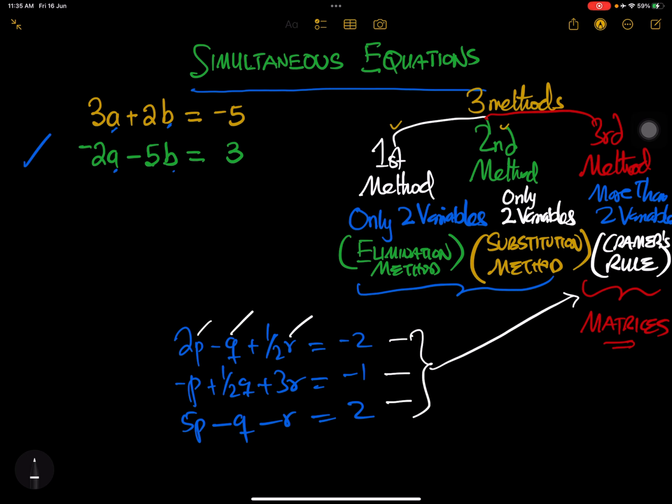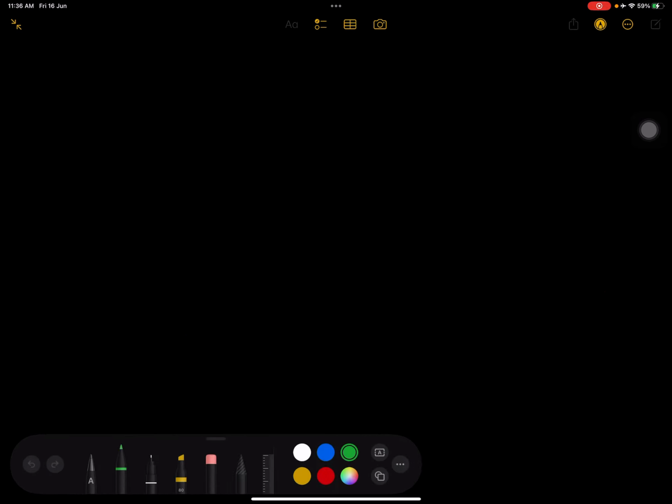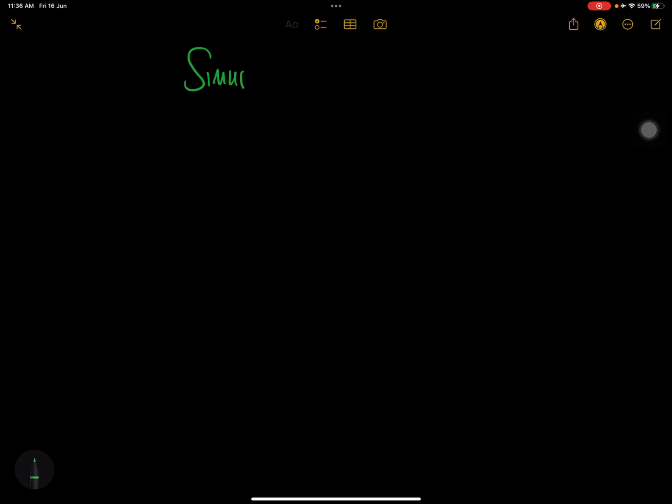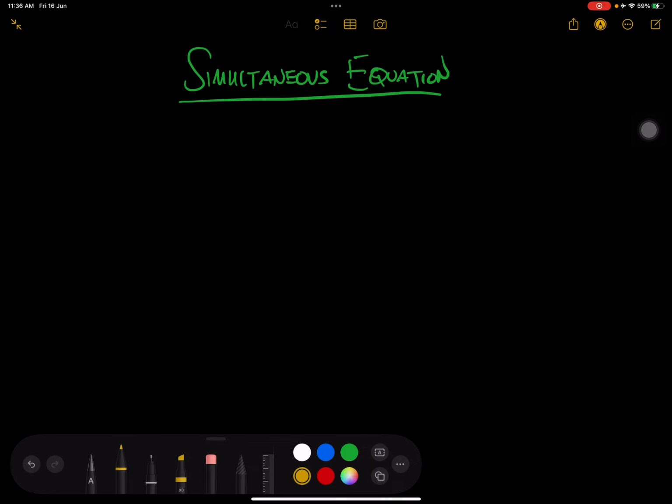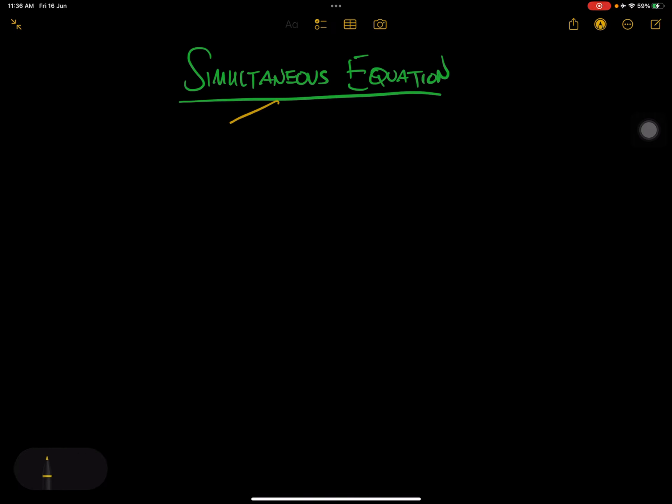So I'm going to take another sheet, and then we are going to start digging in. We have simultaneous equations. And in this, we said we are going to look at two variables, and we're also going to look at two equations.